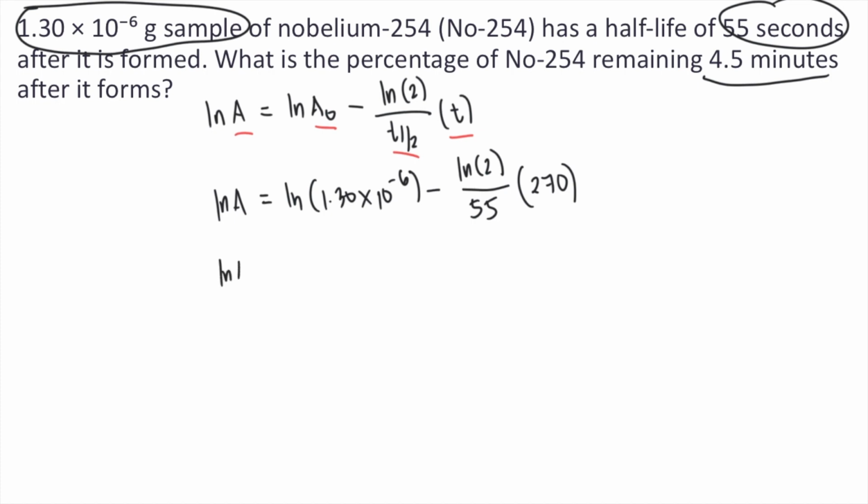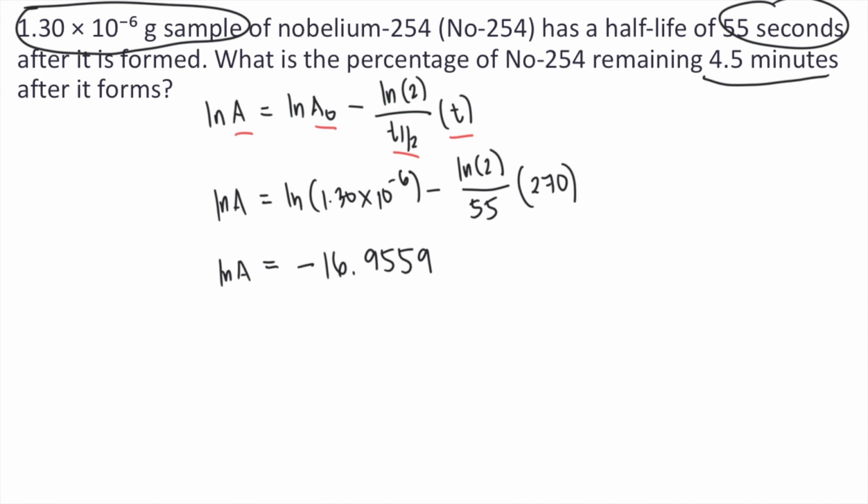Now all you have to do is solve the right side of the equation. So type that in your calculator: ln of 1.30 times 10 to the negative 6 minus ln of 2 divided by 55 times 270, and that will give you negative 16.9559. I already rounded that off to the fourth decimal place.